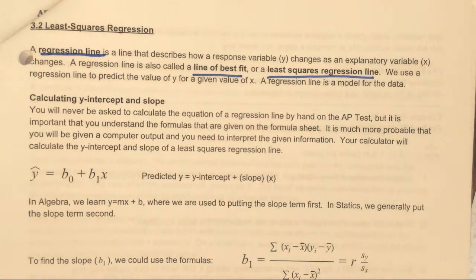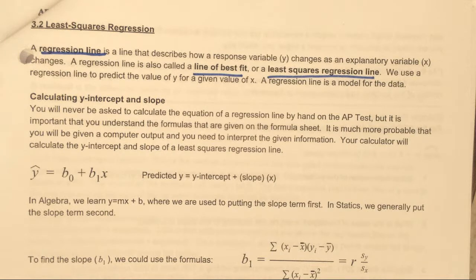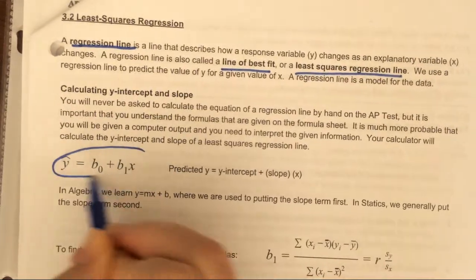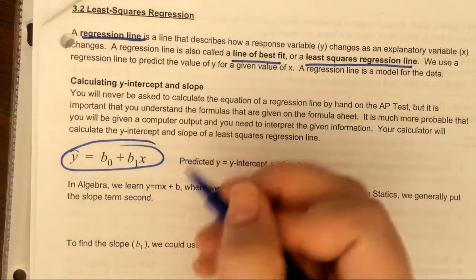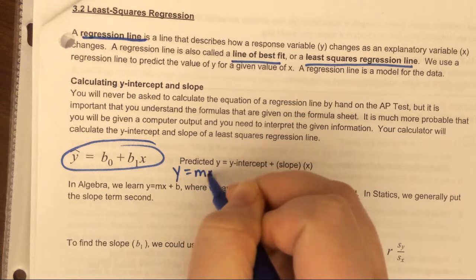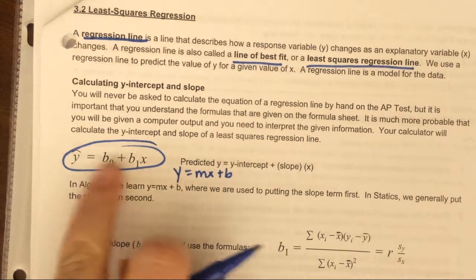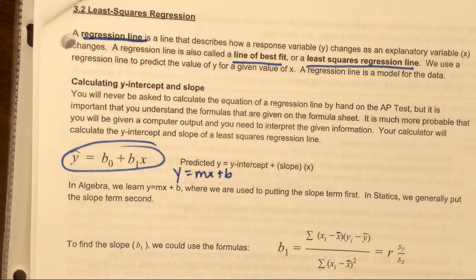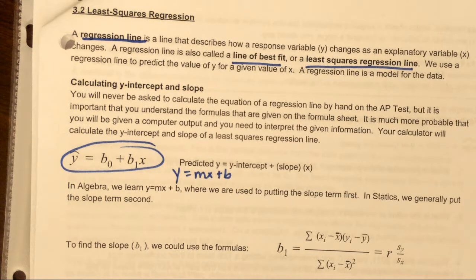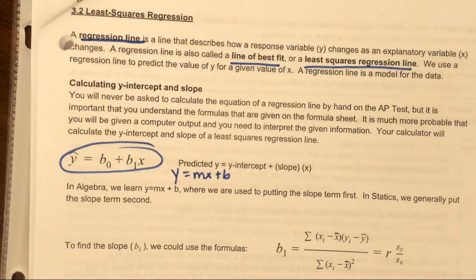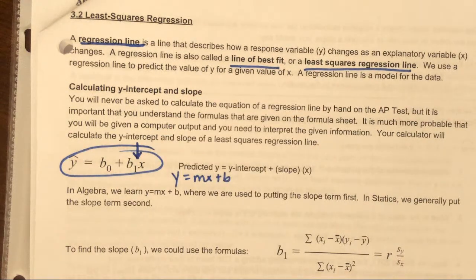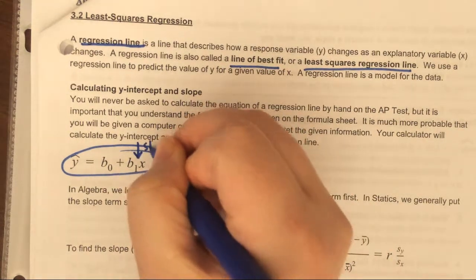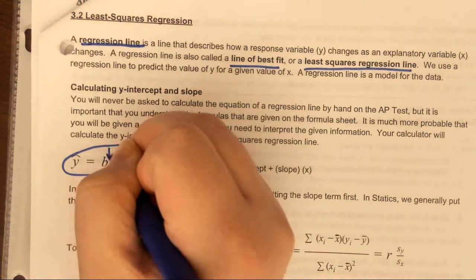Okay, you're never asked to calculate the equation by hand. But you are given this formula on your formula sheet. Now, you and I both know that kind of looks like y equals mx plus b. They put it in a different order, and they use different variables, but that's what it looks like. So if your calculator calculates stuff for you, b1 is technically what? Is it the slope or the intercept? It's the slope. Whereas b0 is going to be that y-intercept.